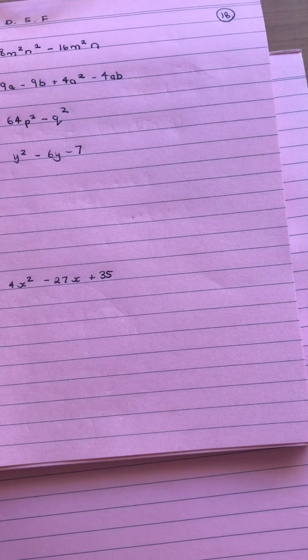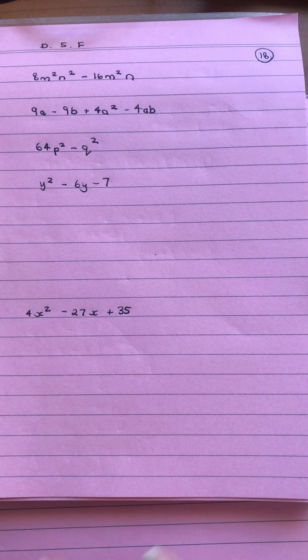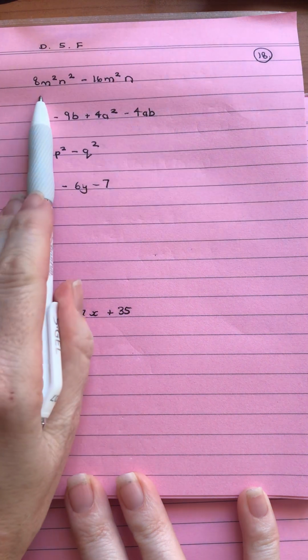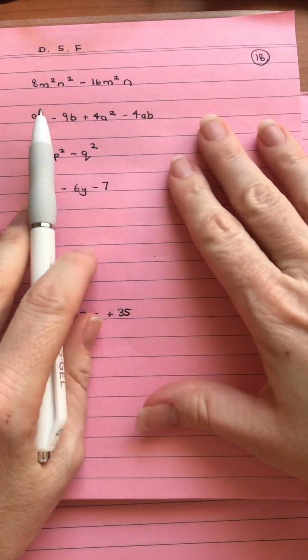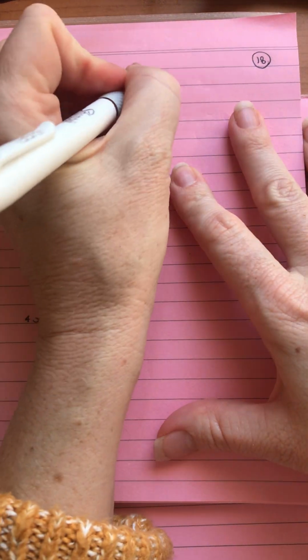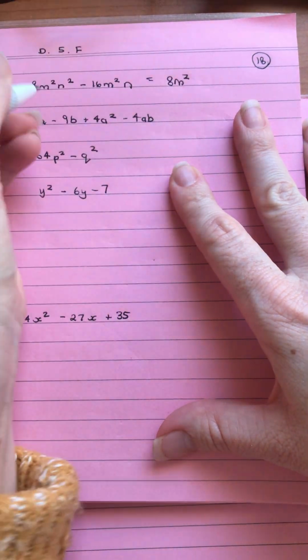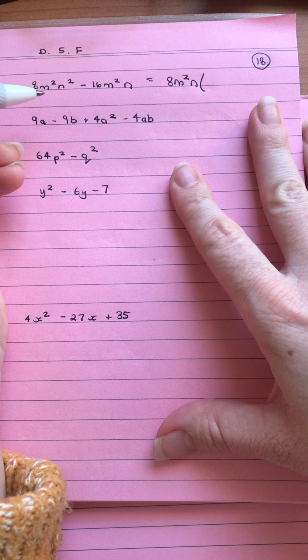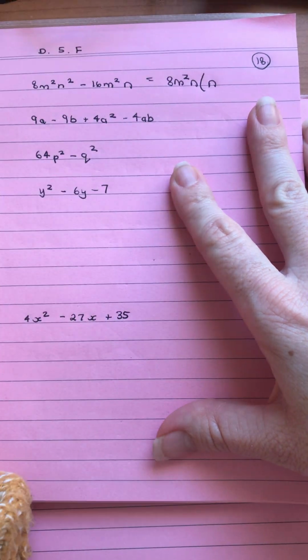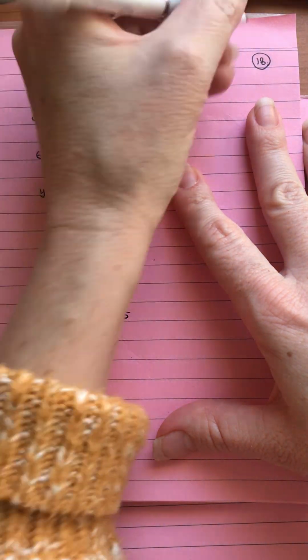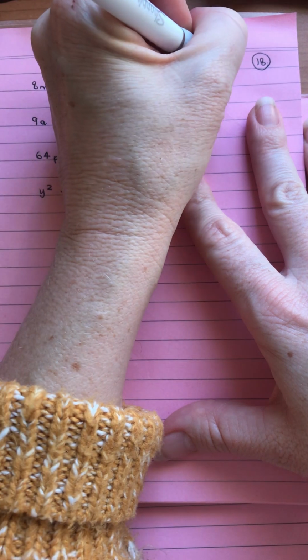Okay, daily 5 factorising, and we're at day 18. So our first question, we have a few common factors here. So we've got a common factor of 8. We also have an m squared, and we've got an n. So it leaves us with just an n there for the first term in the bracket, and then in the second term, we've got minus 2.